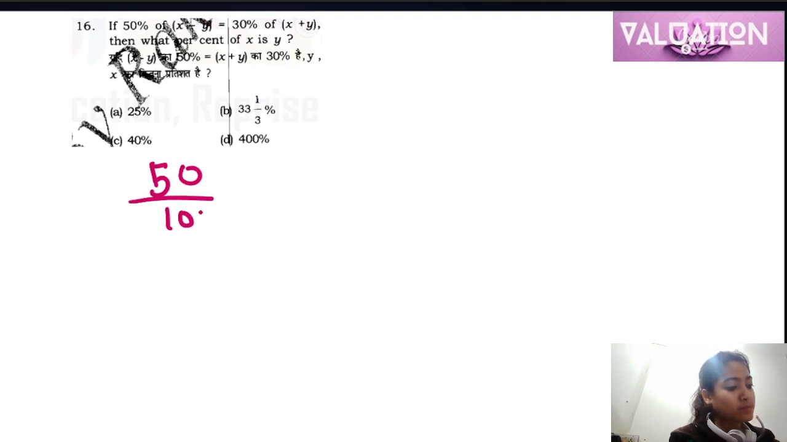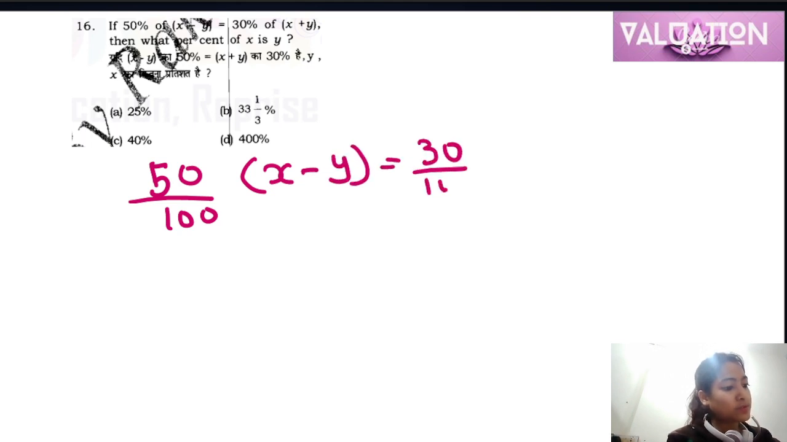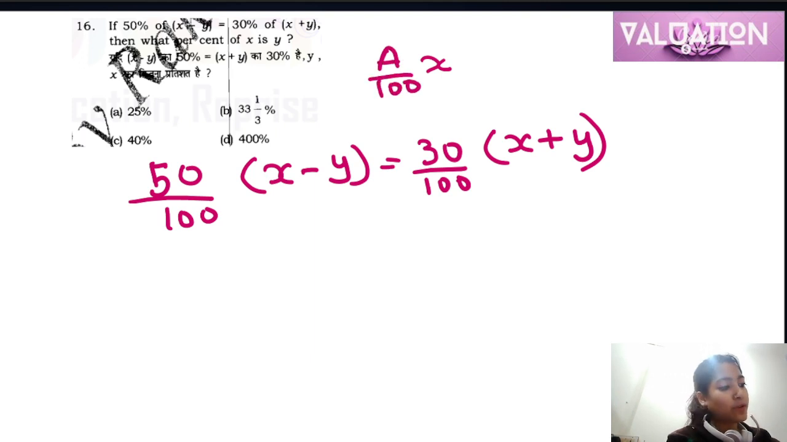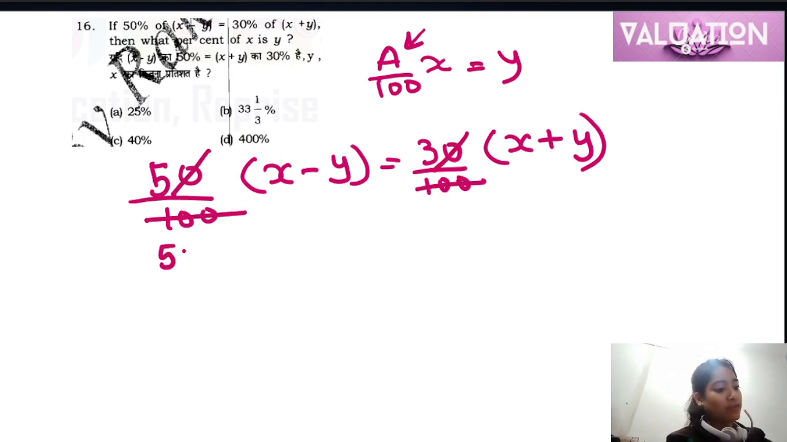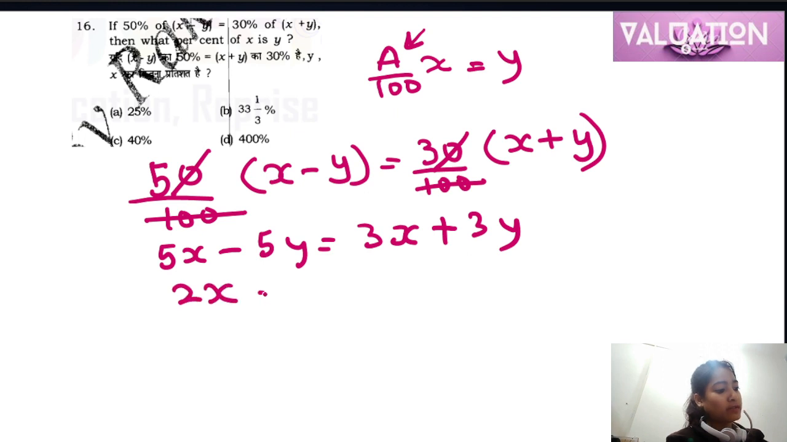50% of x minus y is equal to 30% of x plus y. Then what percent of x, let us suppose a percent of x is equal to y. So we have to find the value of a. So let us solve it. 5x minus 5y is equal to 3x plus 3y. So from here we will get 2x is equal to 8y. So x is equal to 4y.